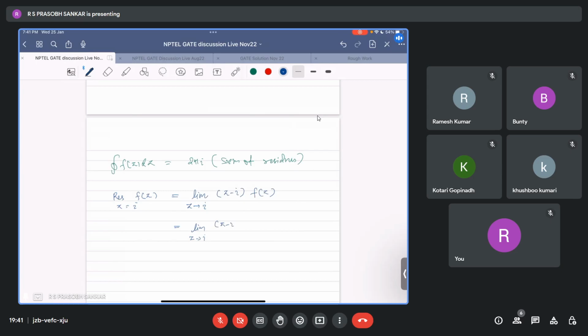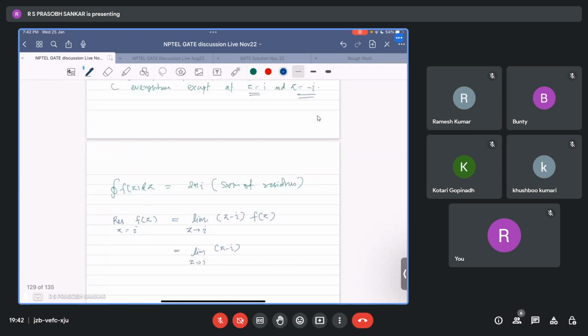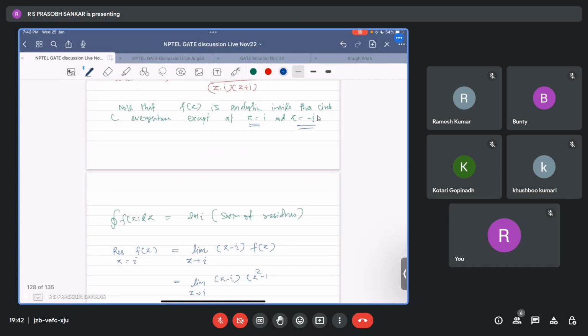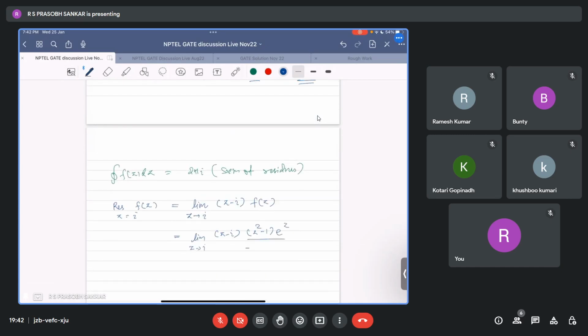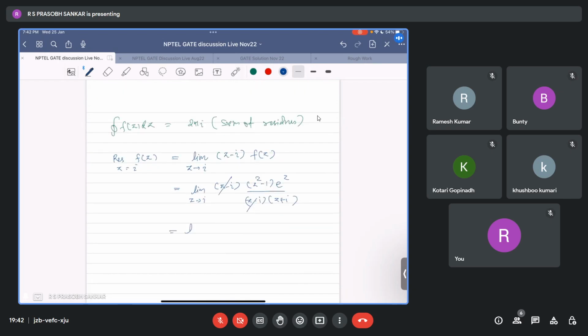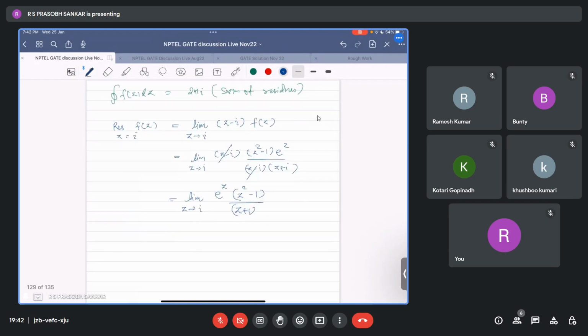Limit z goes to i, z minus i, and I have my entire function here: z square minus 1 e raised to z by z minus i, z plus i. Now this z minus i gets cancelled out. I get the limit of z going to i, e raised to z, z square minus 1 by z plus i. Now nothing is going to infinity here, and the denominator is not 0, so I can substitute i here.